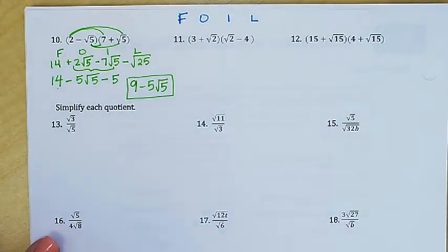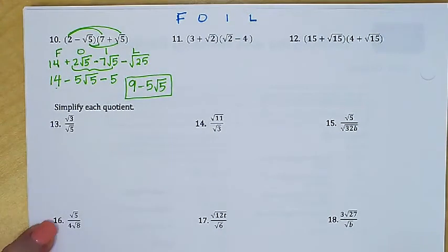Okay. We'll do one more like that. Let's try this middle one here. You've got 3 plus the square root of 2, and then square root of 2 minus 4. So let's try this one.